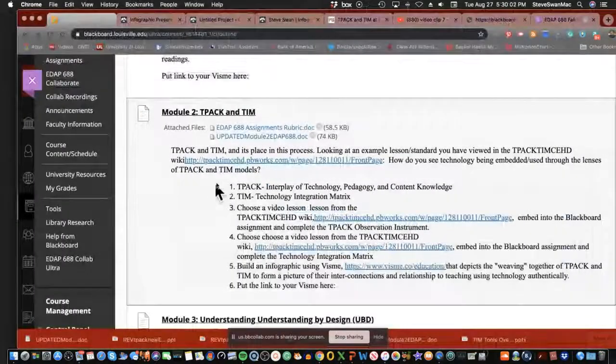So, there will be no class come Tuesday, September 3rd, synchronous class. I've got both sections, the TPACK and the TIM, now completed. The TIM's already in there. I'll wait a little bit for the TPACK to finish cooking and then I'll put it up. So you'll have both parts of Module 2 available to you by easily tomorrow.